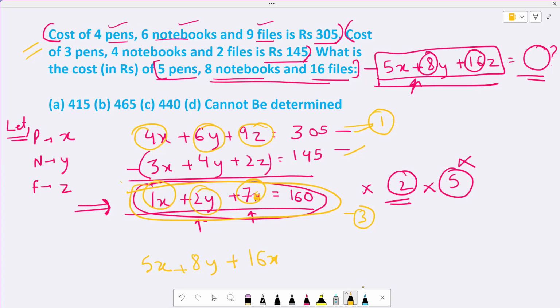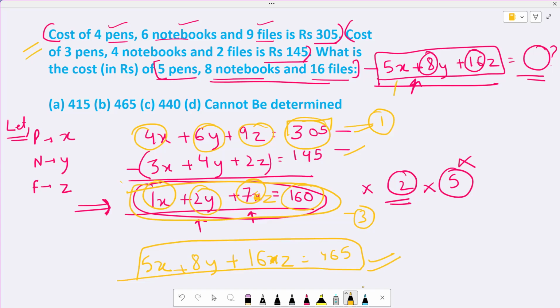Oh, sorry, the head was supposed to be z. 16z, right? And since we're adding the LHS part, we also need to add the RHS part, that is 305 plus 165. So it will be 465. And hence we receive the answer.